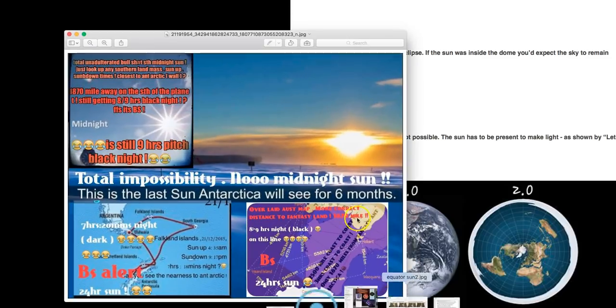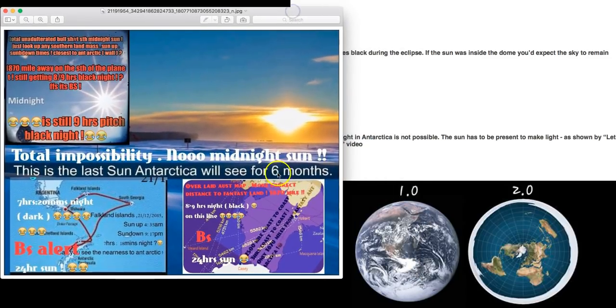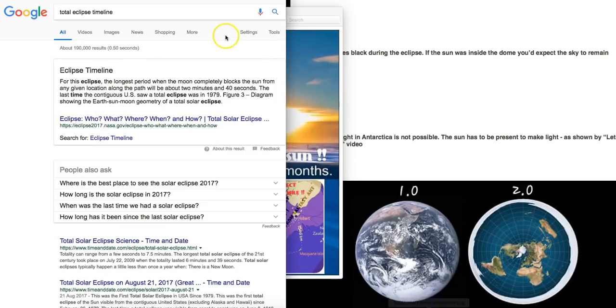So I mean, this eclipse thing goes to show that the sun isn't inside the dome, as we're told. Now another thing, point 6 I want to bring up is the idea of 24-hour sunlight in Antarctica. This is something I've covered. Maybe I should show that.